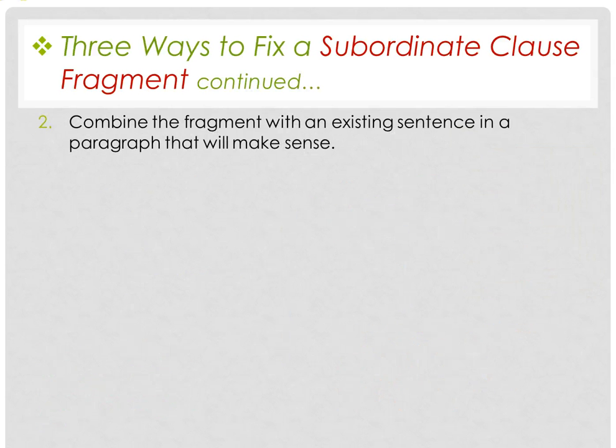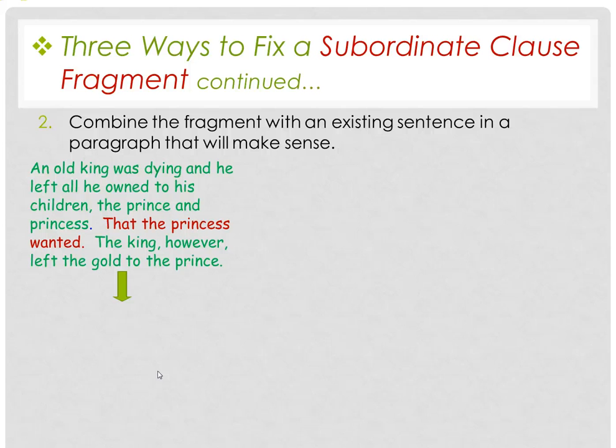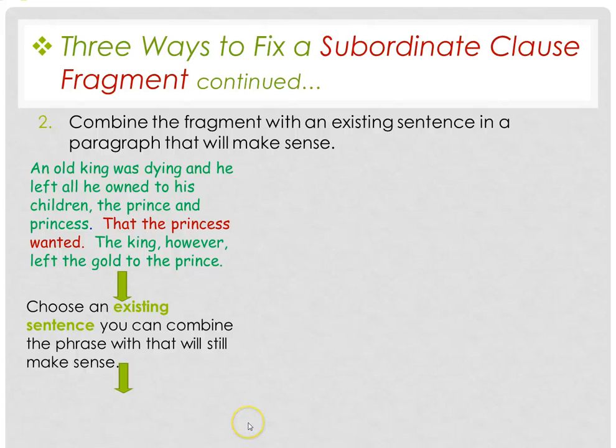Your second method is like what we just talked about with phrase fragments. You're going to combine the subordinate clause fragment with an existing sentence in a paragraph. That, of course, will make sense. So here's a sample paragraph. This snippet. An old king was dying and he left all he owned to his children, the prince and princess, that the princess wanted. The king, however, left the gold to the prince. Now, this subordinate clause fragment you recognize, but it doesn't make any sense. So I look around, I cast about in the paragraph for a sentence that will make sense.